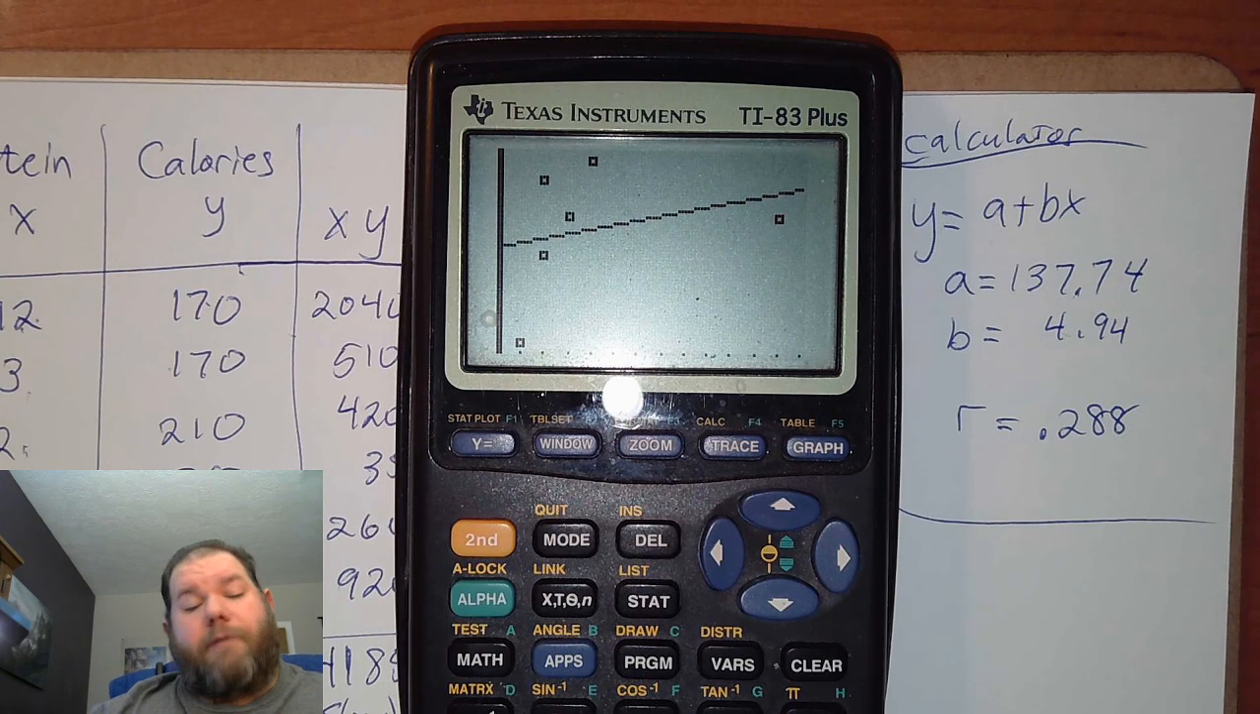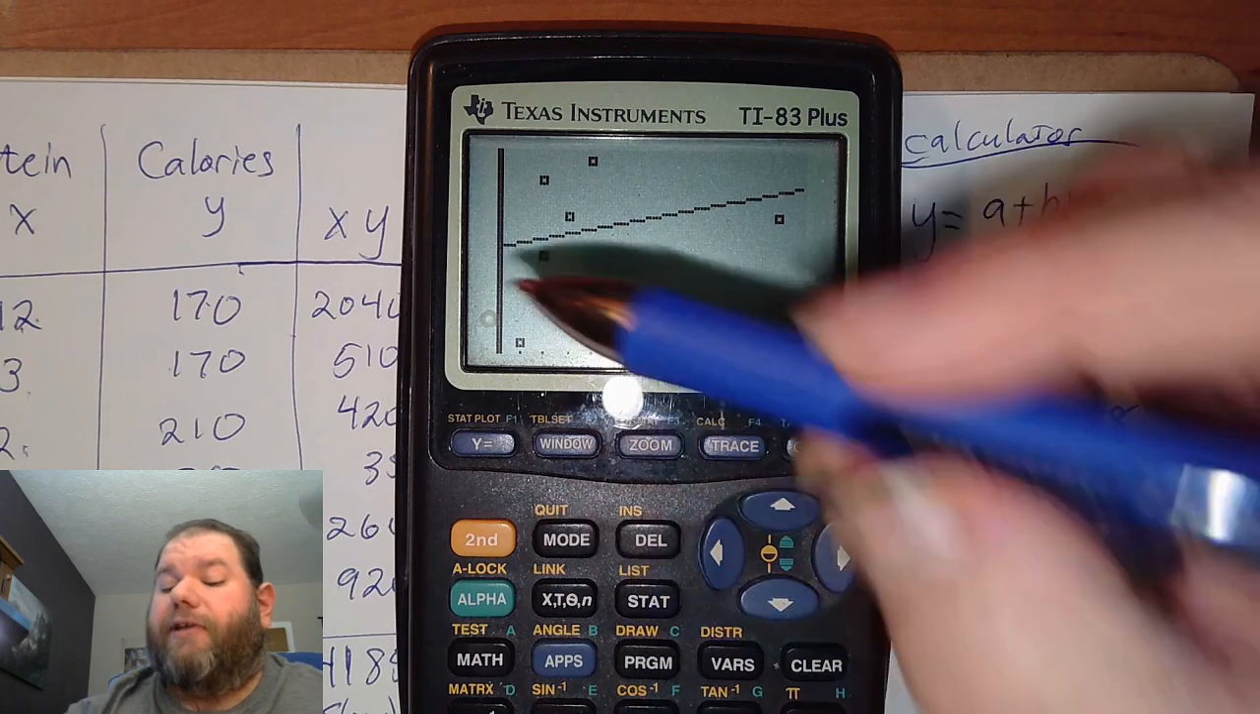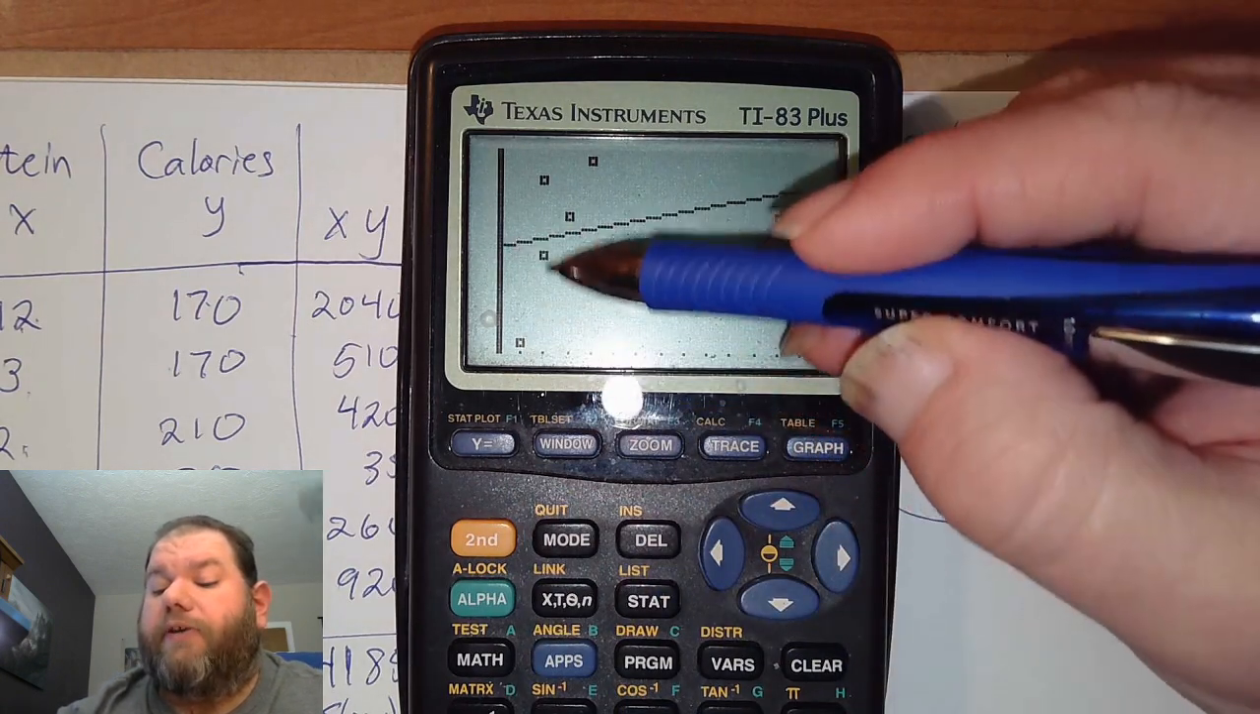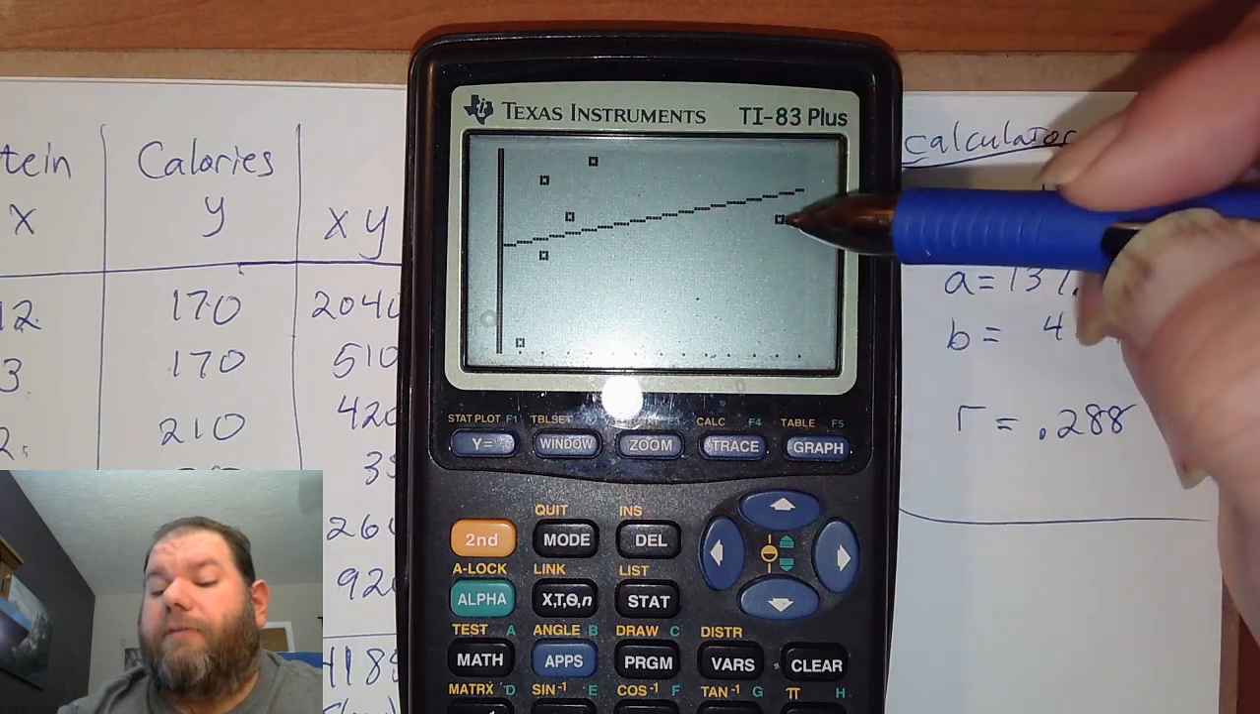And again, it does have a positive correlation. That's where we see a slight upward slope to the line. But also, because it's a weak correlation, there's actually a lot of distance between the points and the line.